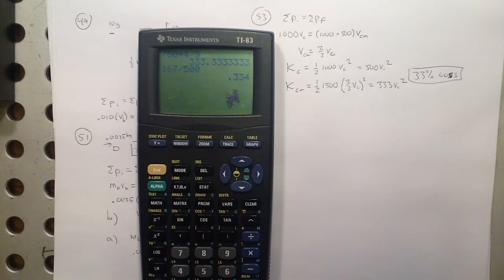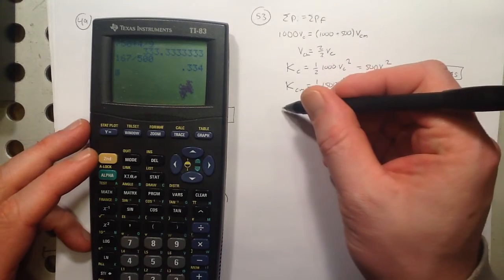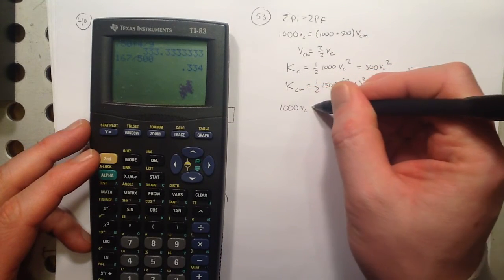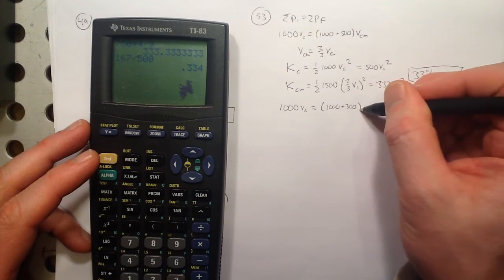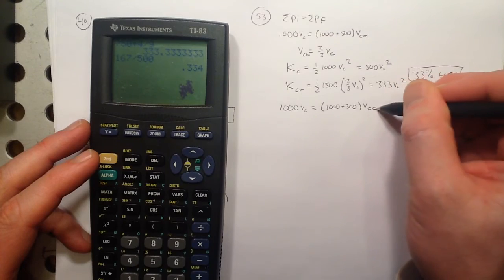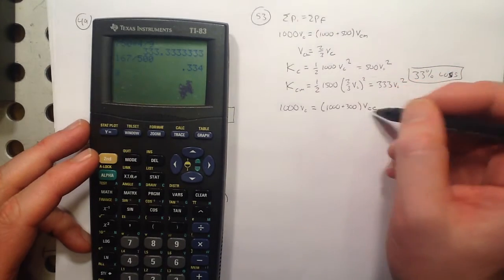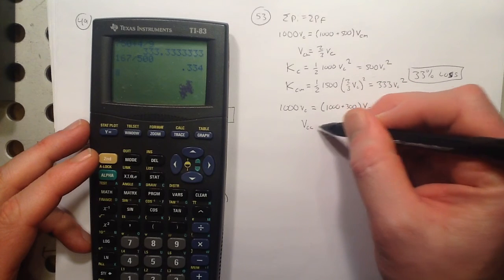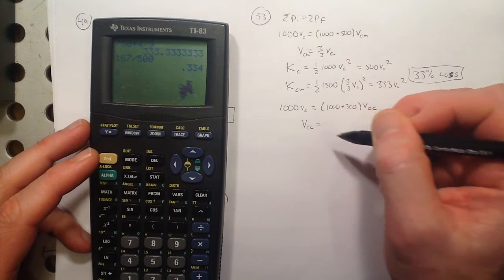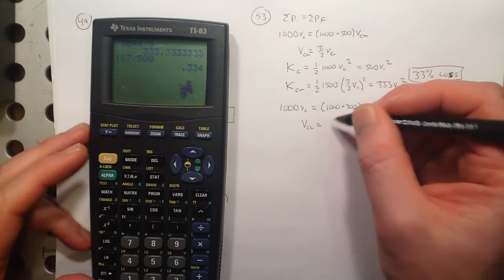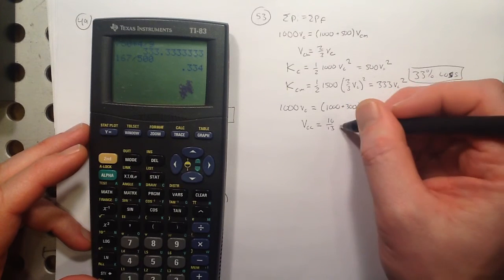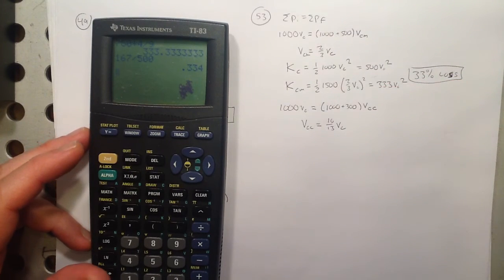And B, we're going to do the same thing, but this time it's a 300 kilogram camel. So same calculations. I have 1000 Vc is equal to, this time, 1000 plus the 300 kilogram camel is VCC, car camel. And when I solve this, VCC is now going to be equal to 10 over 13 Vc, when we divide that out.